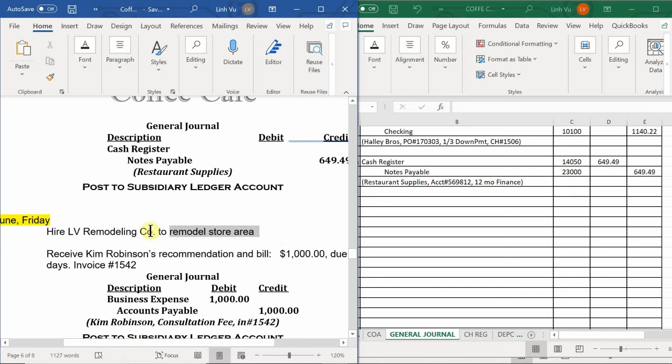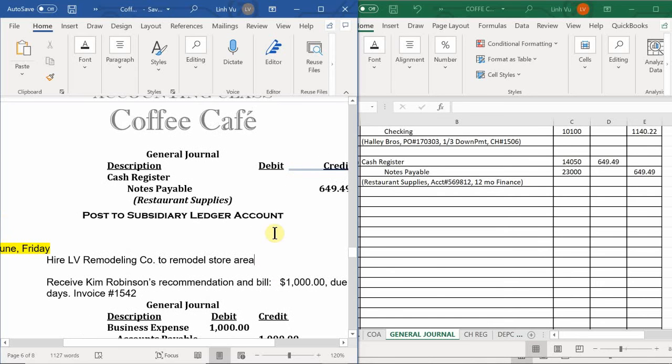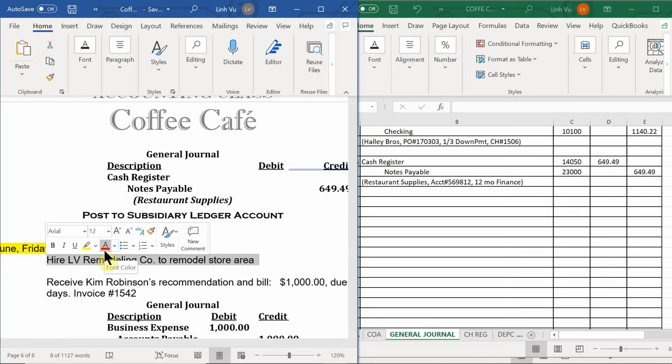We hired LV Remodeling to remodel the store. Is there any transaction here? No, because all we did was just hire them, right? There's no bill yet, and we didn't get the quote amount, nor did we pay them yet.